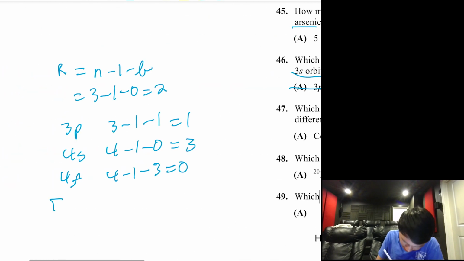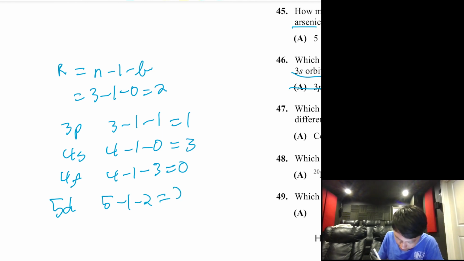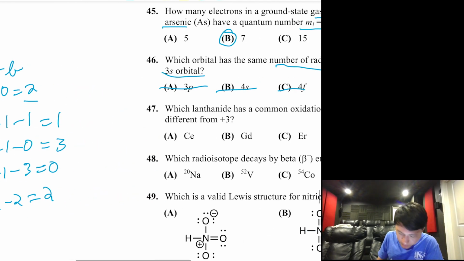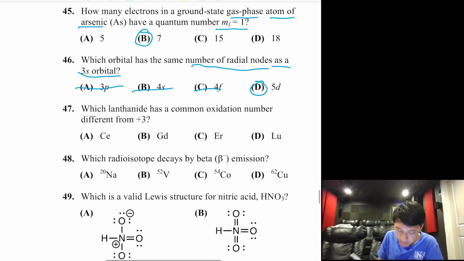So to prove that, we have 5d. So we have 5 minus 1 minus 2, and that comes out to 2, which matches the same thing as 3s. So therefore, D is correct.